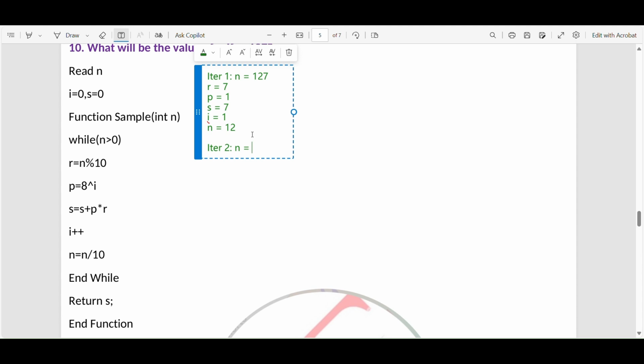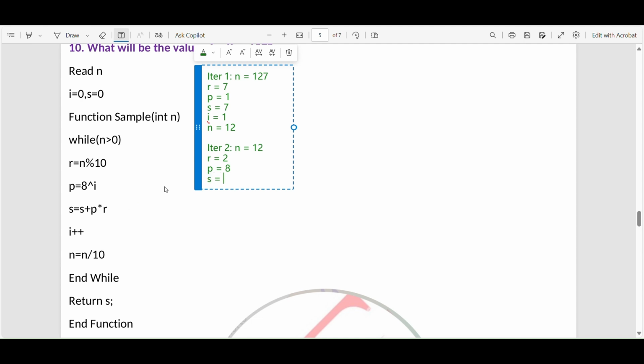And in iteration 2, the value of n is reduced to 12, and the value of r is n modulo 10. That means n modulo 10, what we'll be getting? 2. 2 is the remainder. And next we are having value of p. P equals 8 power I. 8 is 8, and I became 1. So value of p will be 8 now in second iteration.